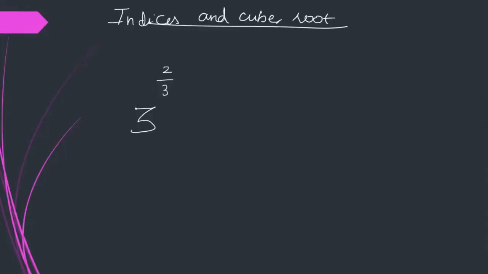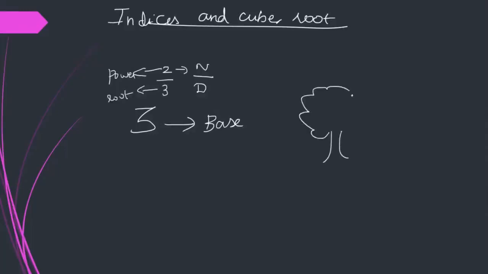So here one number is there, 3, and 2 upon 3 is there. What will we call this 3? This 3 is called a base, this is the numerator, and this is the denominator. So this one we will call the power. This one we will call the root. Last class I gave one example of how to remember this.